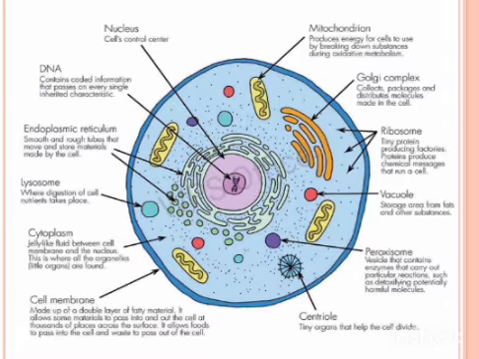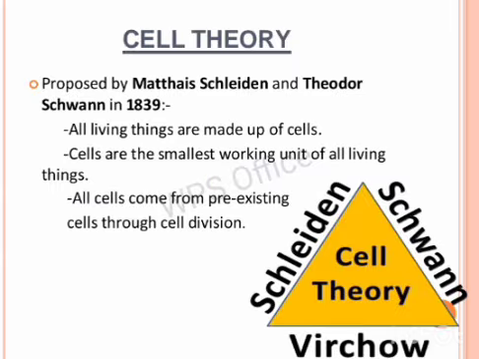You can see there are many internal structures of a cell, like the nucleus, mitochondrion, Golgi body, DNA, endoplasmic reticulum, lysosome, cytoplasm, cell membrane, centriole, peroxisome, vacuole, ribosome, Golgi complex. Many more internal structures are present in our cell.